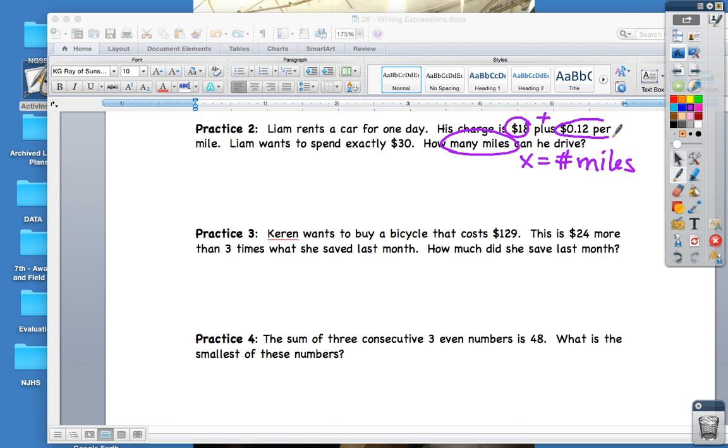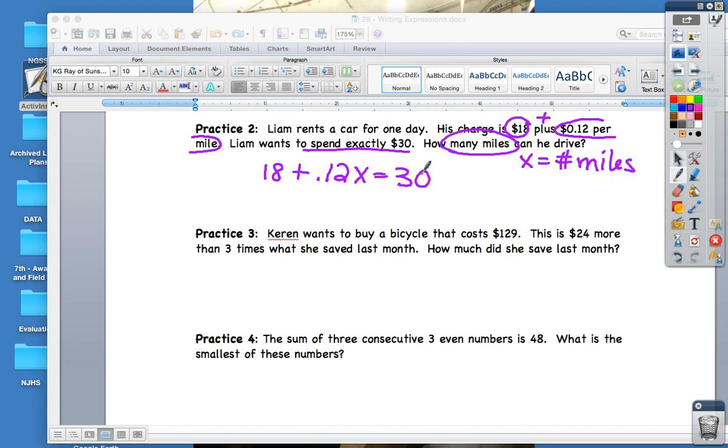Okay, his charge is $18 plus 12 cents per mile. That gives you your equation right there. $18 plus 12 cents a mile, and he wants to spend exactly $30. The word problem just tells you exactly how to write it up. Do you remember doing the expressions and writing expressions on Friday from words? This is exactly what we're doing. It's just a lot more words to look at.